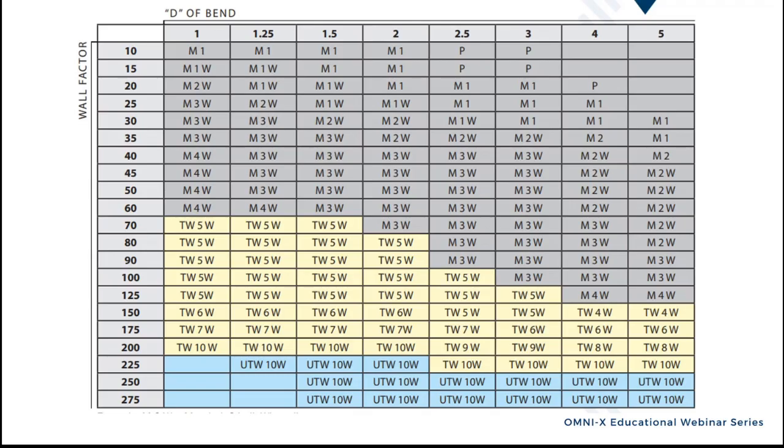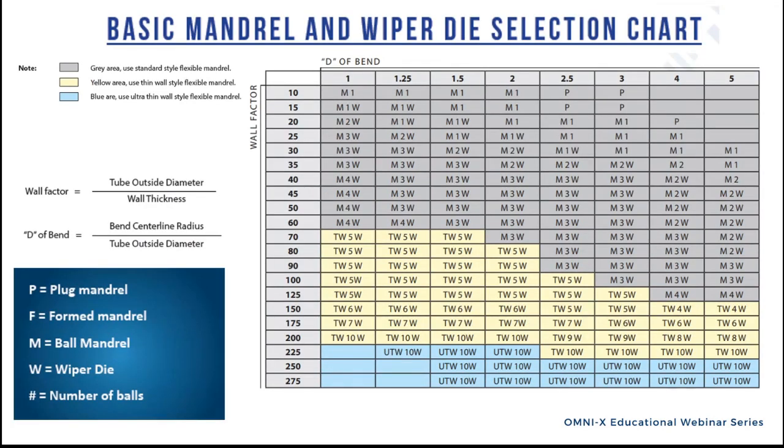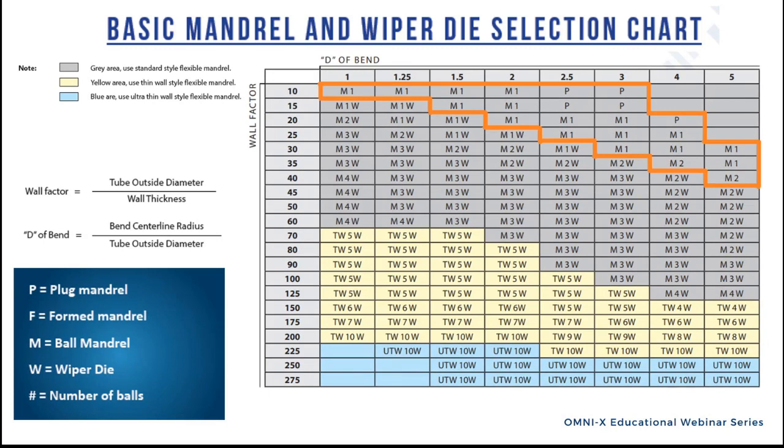This chart is the mandrel and wiper die selection chart. Mandrel and wiper die selection depends on the outer diameter of the tube, wall thickness, and bending radius. Wipers are always used in combination with mandrels. The mandrel's primary job is to maintain shape control of the outside radius of the bend. Mandrels also help maintain support of the inside radius within a limited range of dia bend and wall factors. These applications are highlighted in orange.